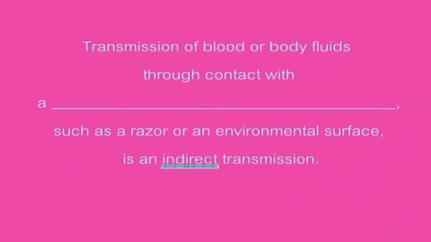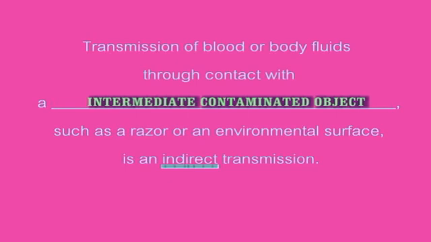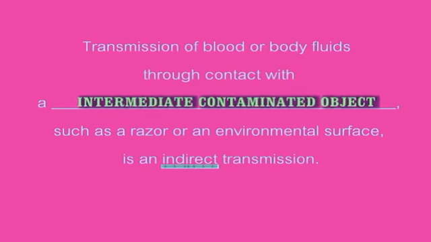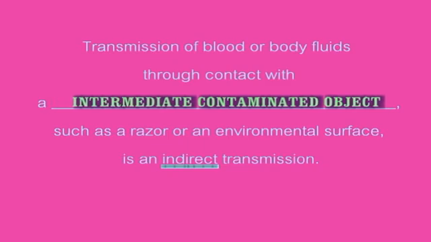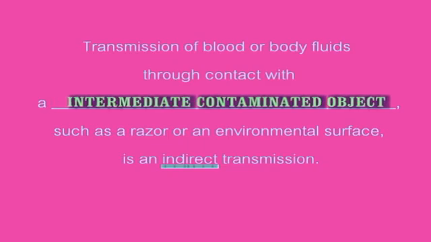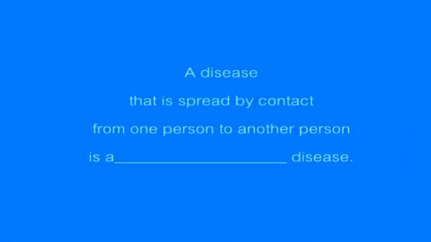Transmission of blood or body fluids through contact with an intermediate contaminated object, such as a razor or an environmental surface, is an indirect transmission. A disease that is spread by contact from one person to another person is a contagious disease.